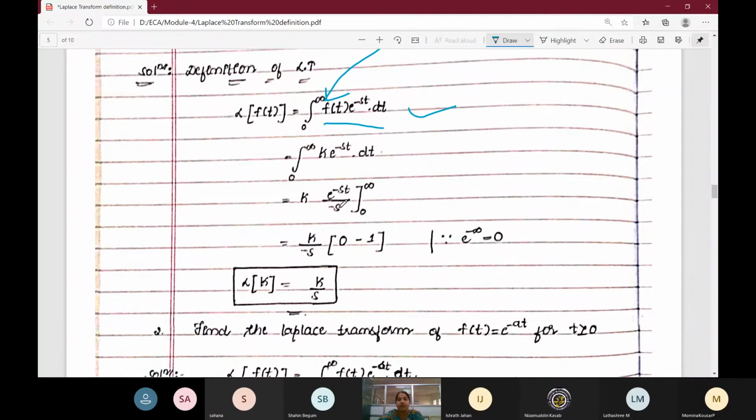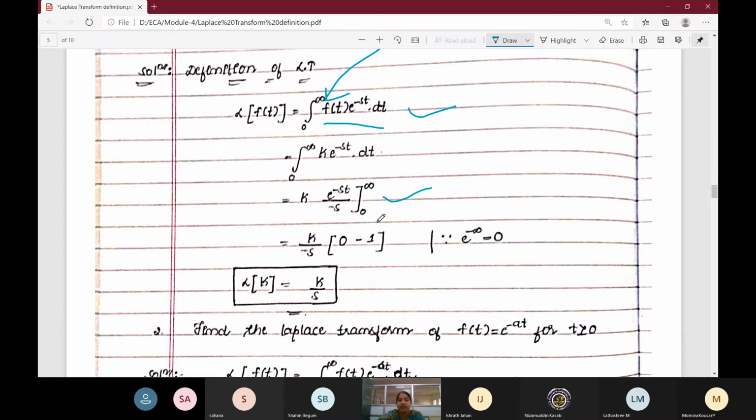Next, this constant k, just keep it outside. Write e power minus st. So integration of e power t is what? It is e power t only. If it is e power minus st, that means it is e power minus st divided by minus s, within the limits 0 to infinity. Just k divided by minus s, you write like that only. This s is brought outside.